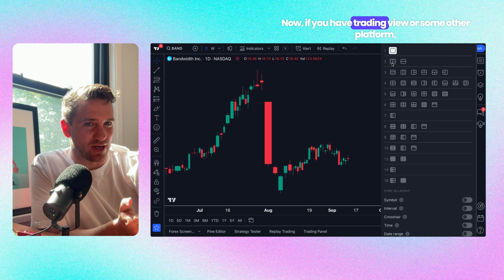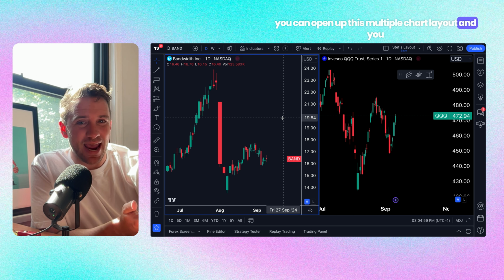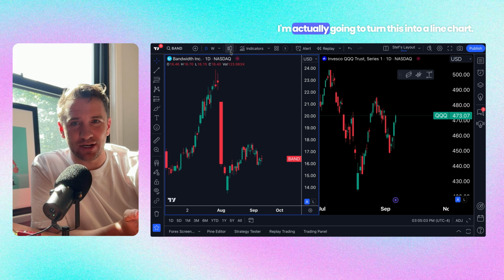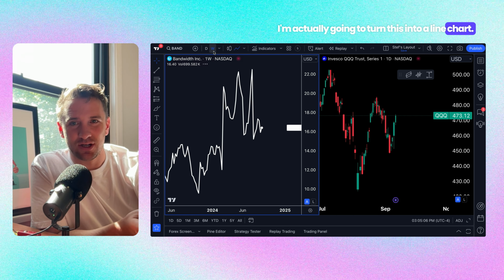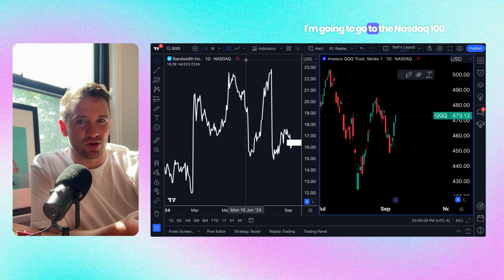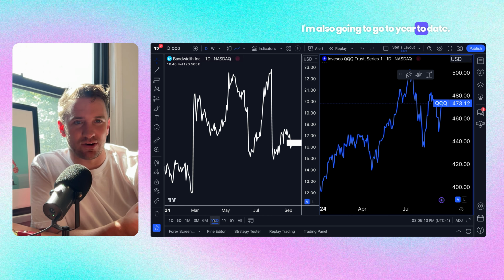Now, if you have TradingView or some other platform, you can open up this multiple chart layout and you can actually look at this in real time. So here's a great example. I'm actually going to turn this into a line chart. I'm going to go to a weekly. Let's go to year to date. I'm going to go to the NASDAQ 100. I'm going to go to a line chart, and I'm also going to go to year to date.